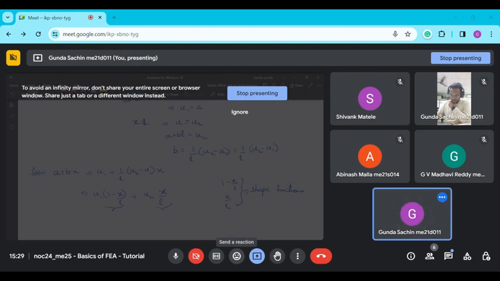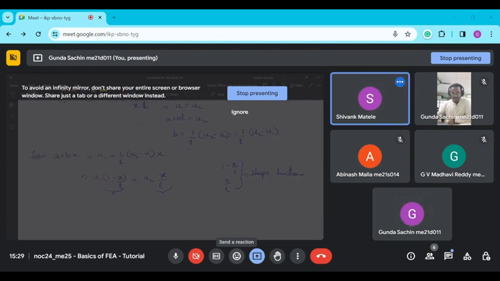Is it clear now? But it is also said that the variation of the unknown variable is a summation of interpolation functions. Sorry, could you repeat once again? Like if the unknown variable is temperature, and we are assuming it as something, then it is a summation of interpolation functions.